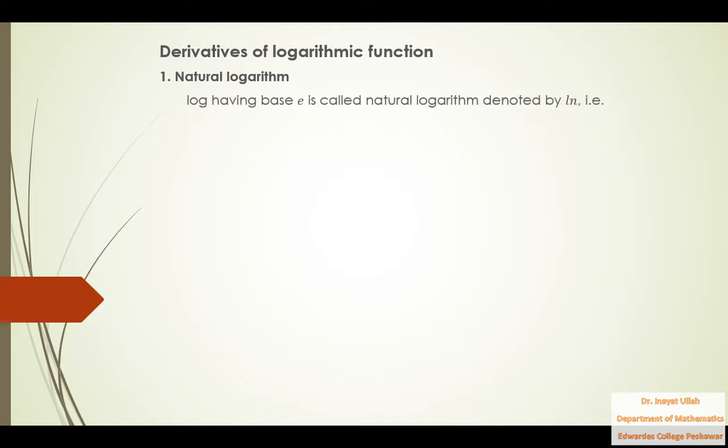The log having base e, where e is an irrational number between 2 and 3. So the log which has base e is called natural logarithm, denoted by ln. That is, we can write log having base e. This is actually natural log. So natural log is denoted by ln, and here is x. So that kind of log is called the natural log of x, denoted by ln.